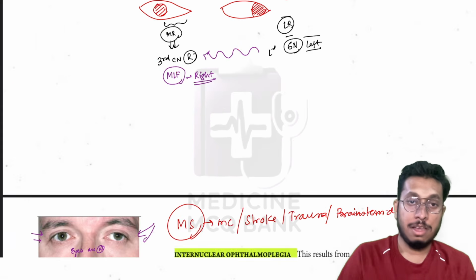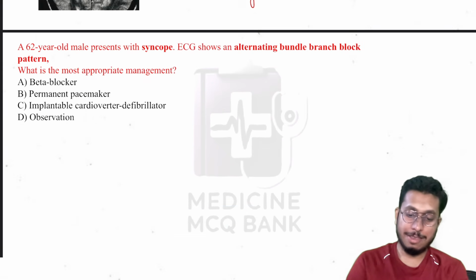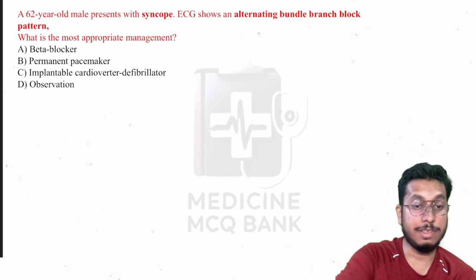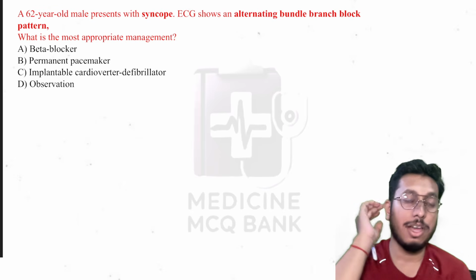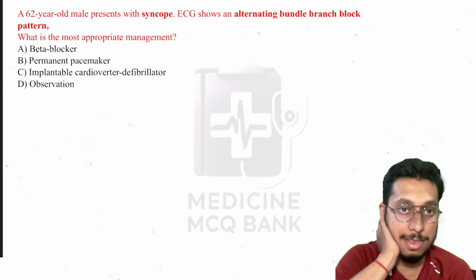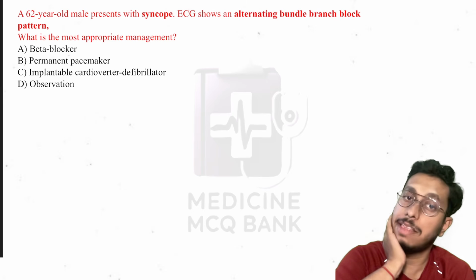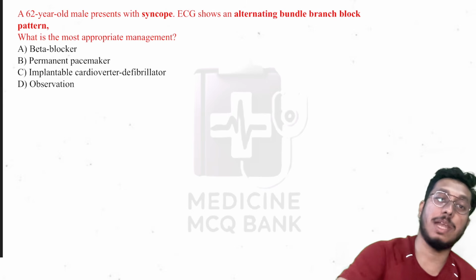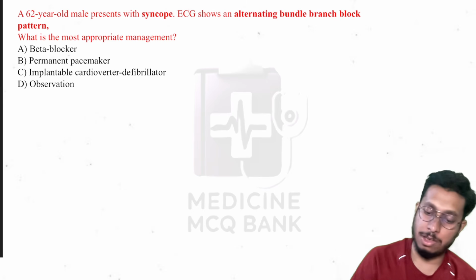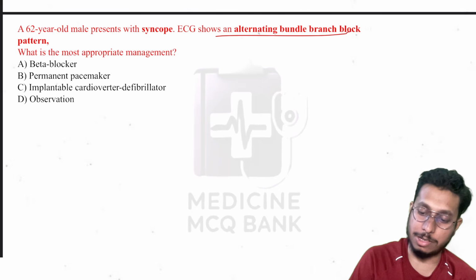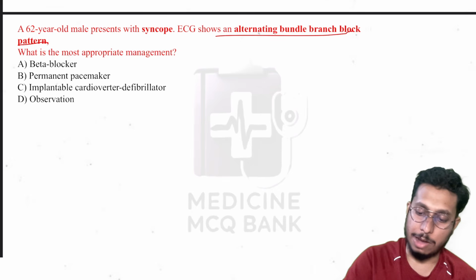Okay. Now, coming to the next question, a 62-year-old male presenting with syncope. ECG showing alternating bundle branch block pattern. So, what is the most appropriate management? So, you see in the ECG there is an alternating BBB pattern. Alternating BBB is nothing but infranodal block.